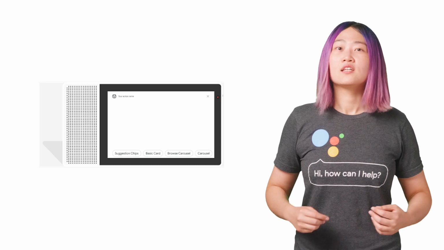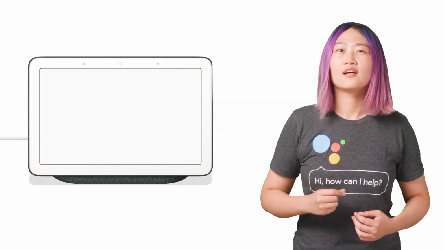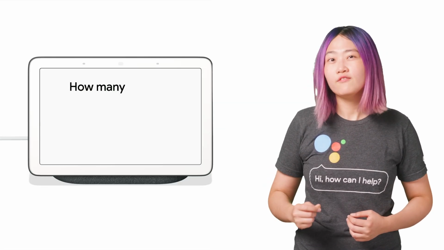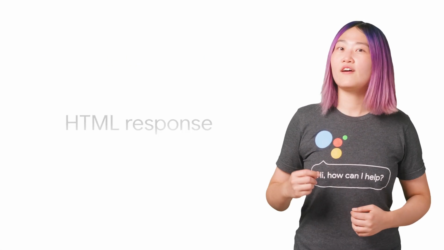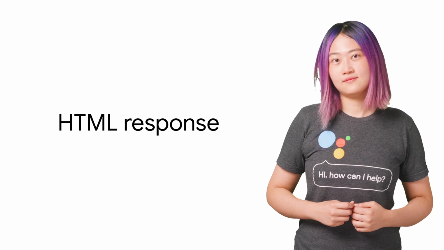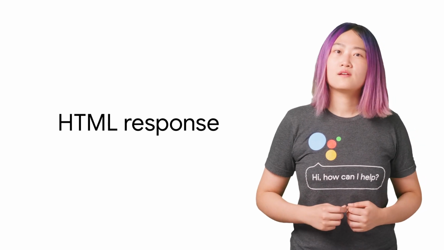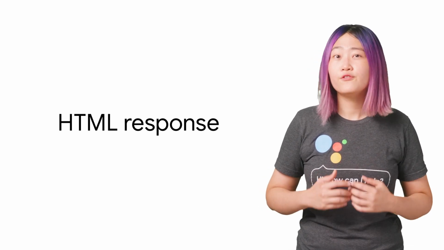While Rich Response gives you a great template for specific use cases like carousels, tables, and suggestion chips, Interactive Canvas gives you the ability to integrate a custom web app into your conversational action by sending a new type of response. We call it an HTML response. HTML response gives you the ability to create fully customized visuals.